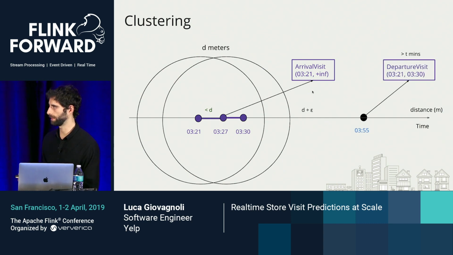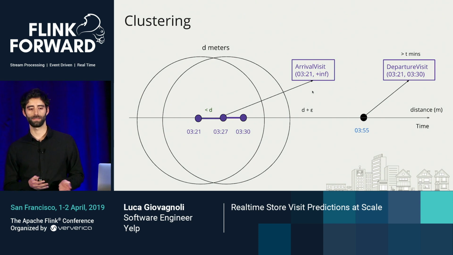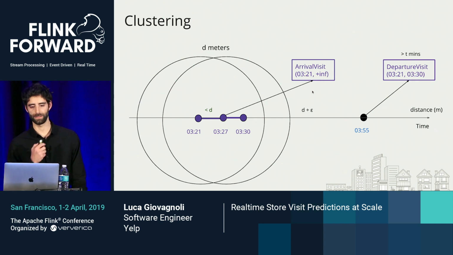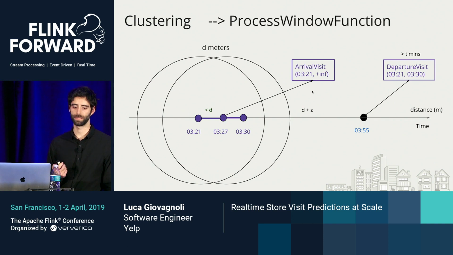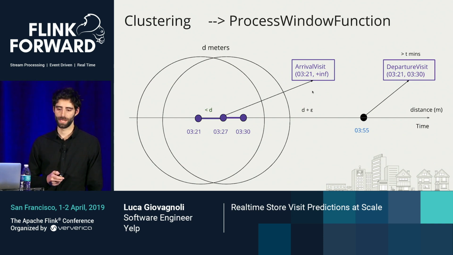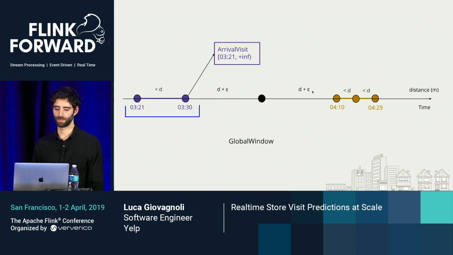But as soon as we get a ping that is further than d meters plus epsilon from the visit, at this point we know that we can close the previous visit. So we emit a departure visit from 3:21 to 3:30. We know when the departure happened, and we can tag this ping as a transit ping. All this happens in a Flink process window function, so it's a custom process window function. And before detailing a few other constructs, let's go through an example just to solidify the concept.